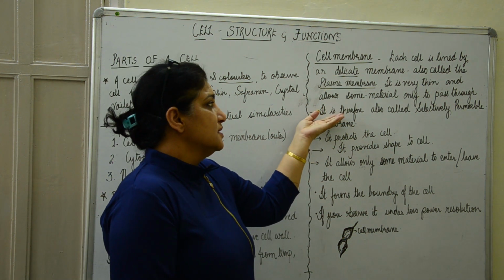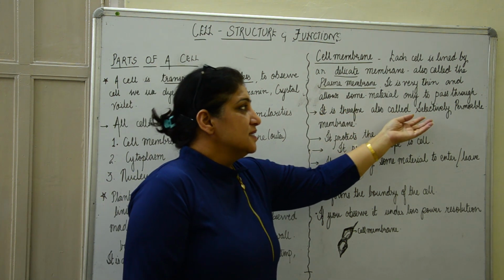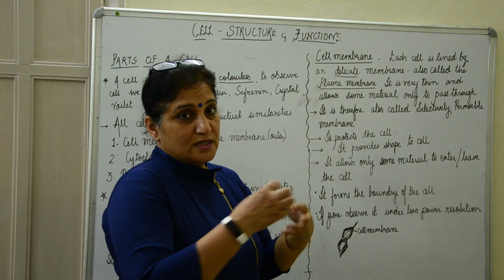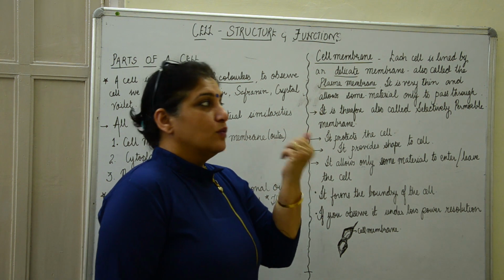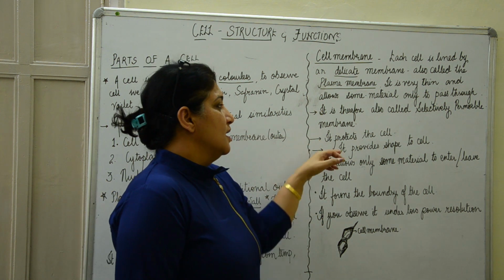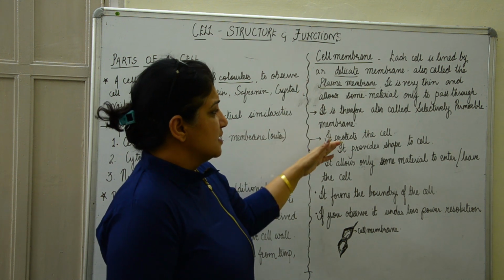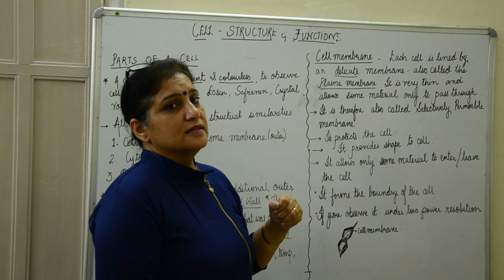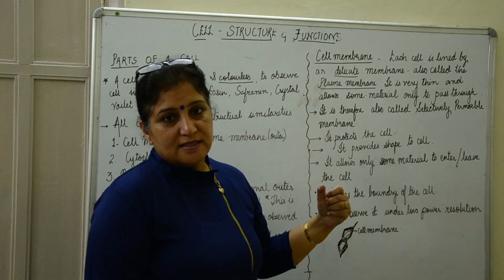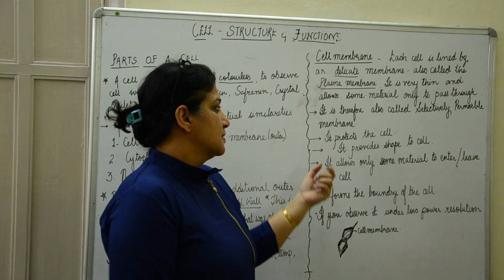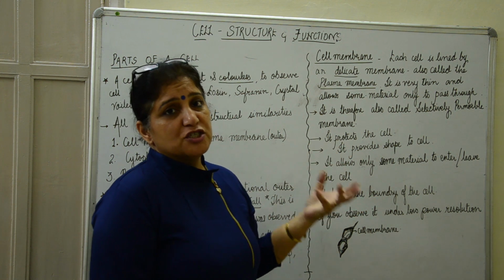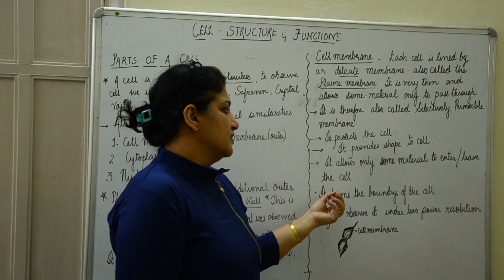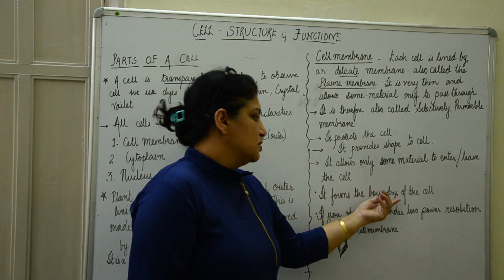Therefore this is also called a selectively permeable membrane. So it selects what it wants to come inside the cell and what it wants to go out of the cell. The next thing it does is it protects the cell. Obviously it is providing an outer covering, so it is protecting the cell also, not as much as the cell wall in the case of plant cells. Then it provides shape to the cell. It allows only some material to enter and leave the cell, and it forms the boundary of the cell.